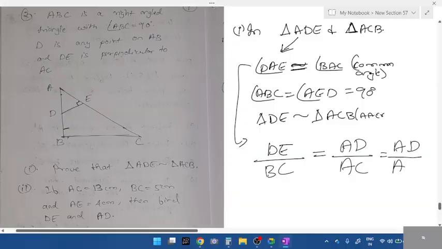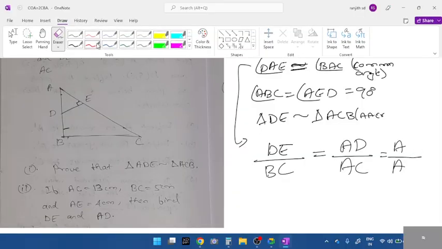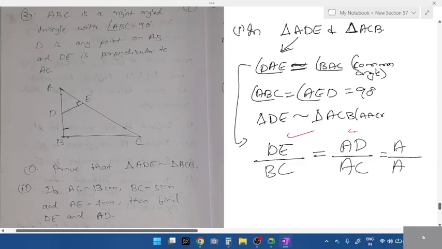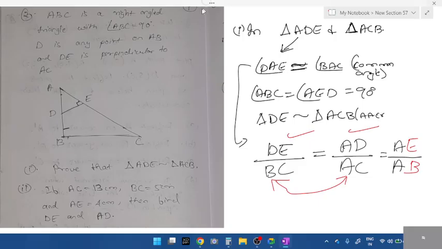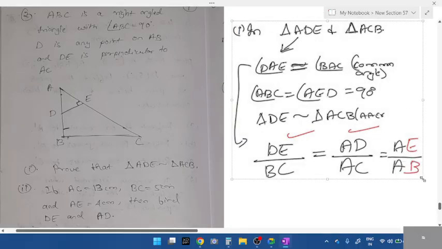AE is missing. Yes, AE divided by. For the third side, just look straight. DE is done, AD is done, only the AE combination is left. BC is done, AC is done. Which is left then? These two alphabets are left, A and B. That's it, this combination is left. So very important: for any similarity concept, as soon as you write it, complete it like this.